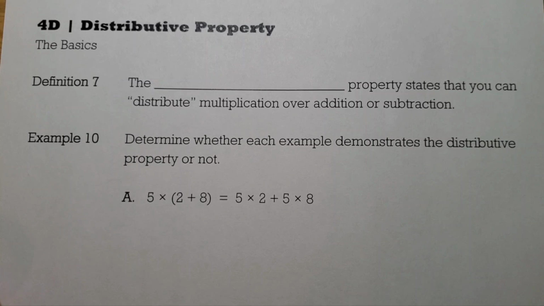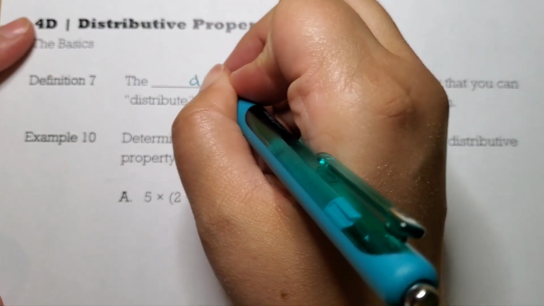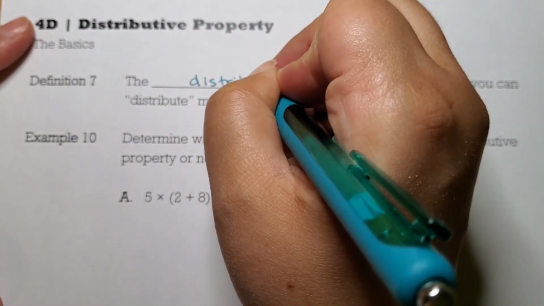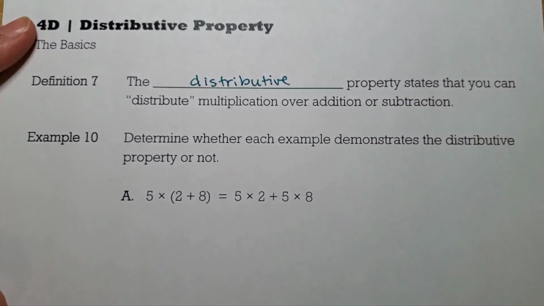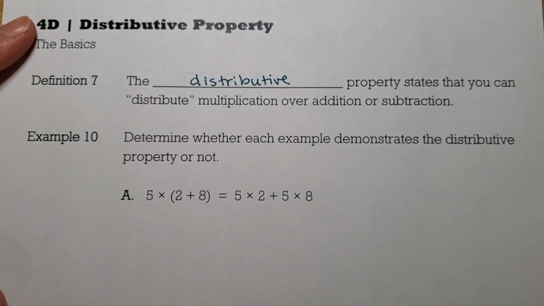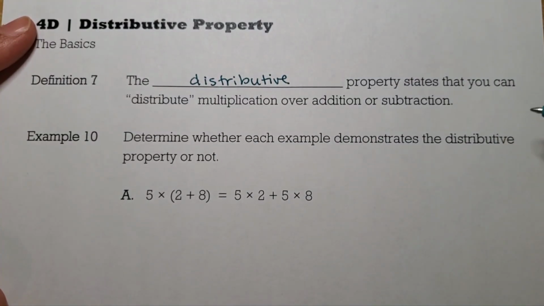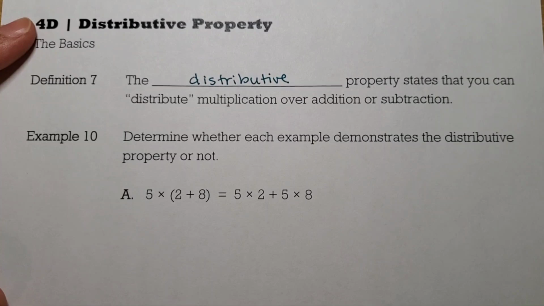So let's start out with a definition. The distributive property states that you can distribute multiplication over addition or subtraction.